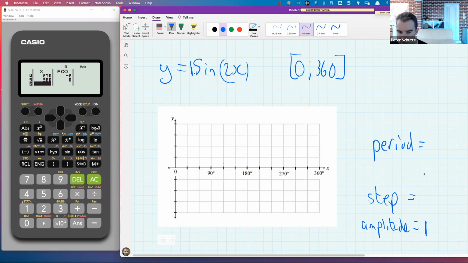I want to know from the class, what is the new period of the graph going to be? And what is the new step size going to be before I go about trying to draw this graph? Or even what the transformation is. What does this 2 do to the graph that I need to know about?